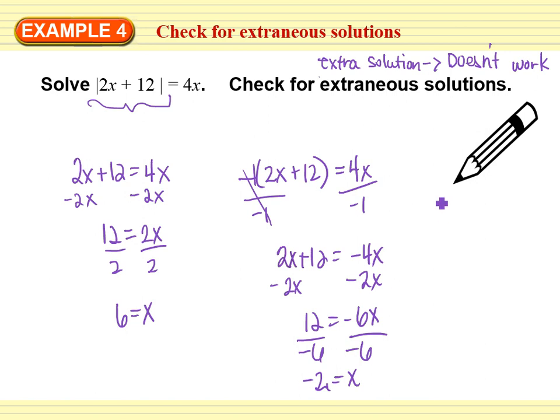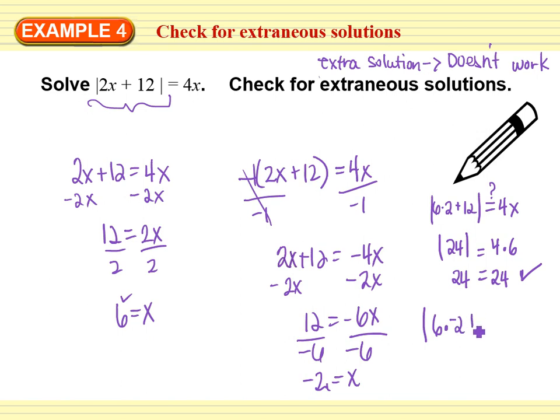Let's make sure they work. 6 times 2 plus 12, that's 24. The absolute value of 24 is 24. 4 times 6 is also 24. So 24 does equal 24. So this solution works. Let's try the other solution.